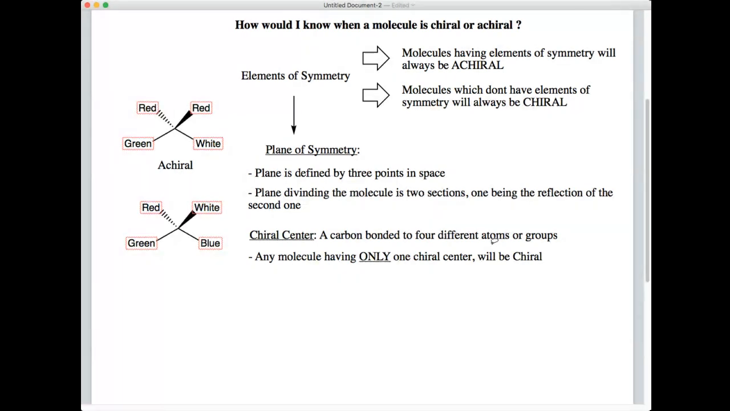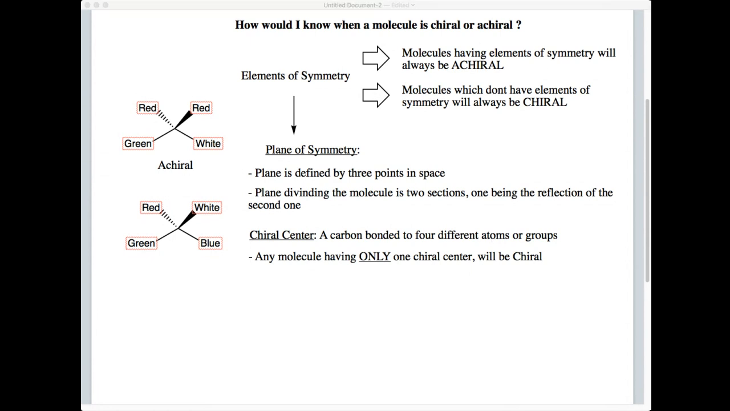I'm sorry, chiral, meaning that they can have an enantiomer, meaning that the mirror image of these chiral molecules will not be superposable, okay? And vice versa. So achiral molecules will be superposable with their mirror images, and therefore they have the same molecule, okay?